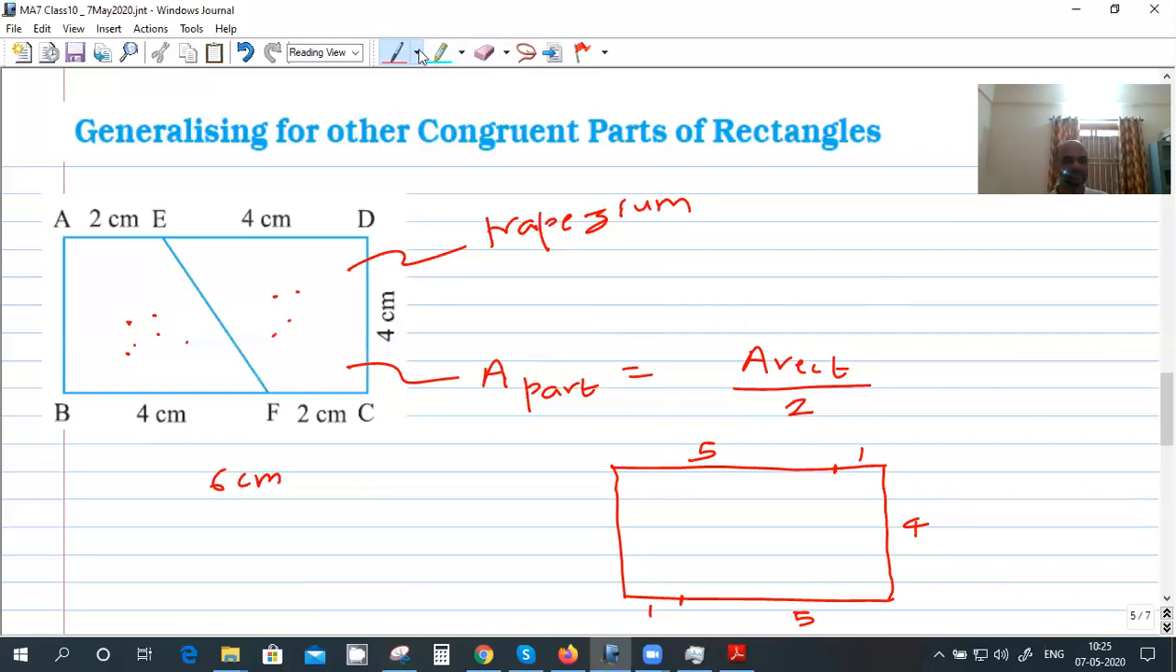Again, what sort of congruency is this? Side, side, side, 4 sides. It's not a triangle, it's a 4-sided figure, but all the side lengths of the 4-sided figure are matching, so they are congruent. So the area of this is the same as the area of this one, because this is also half the area of the rectangle, and this is also half the area of the rectangle. Isn't that interesting?